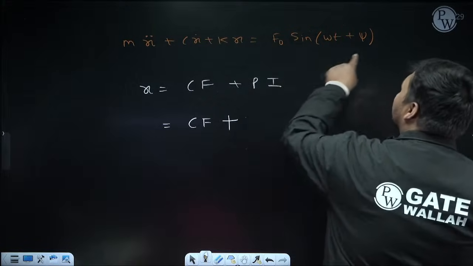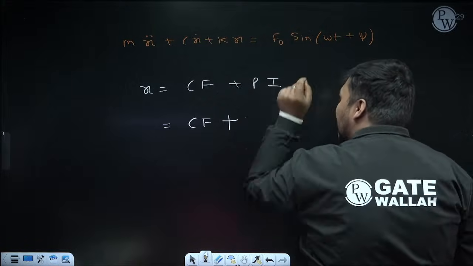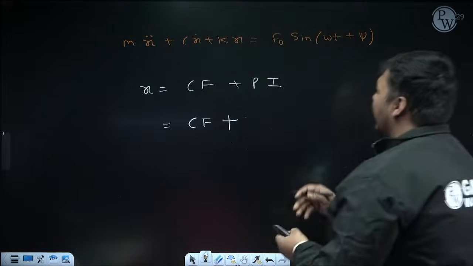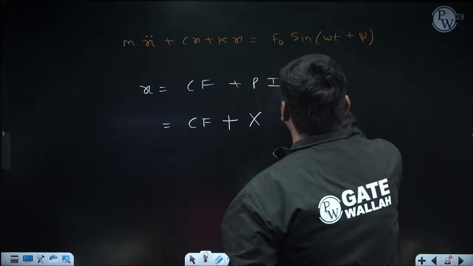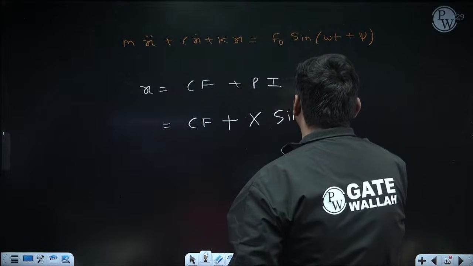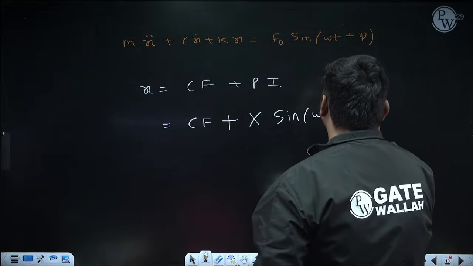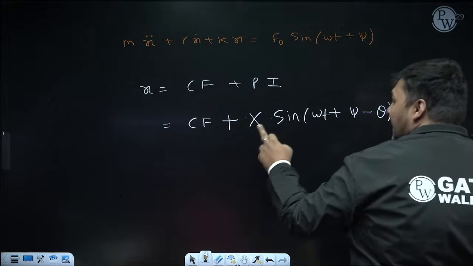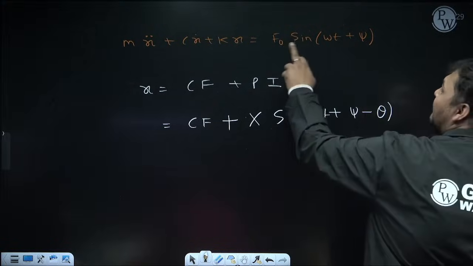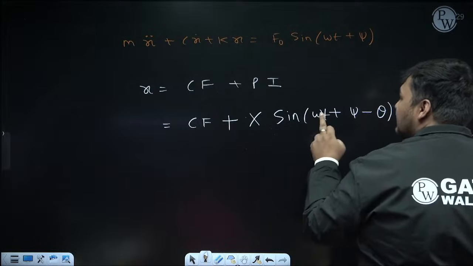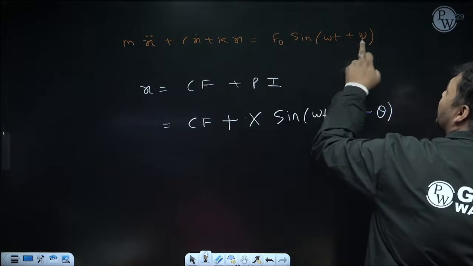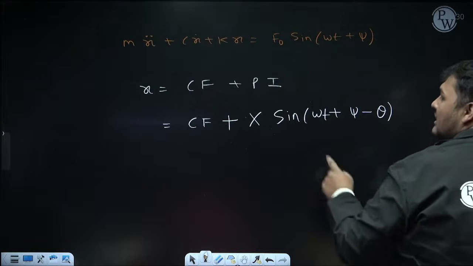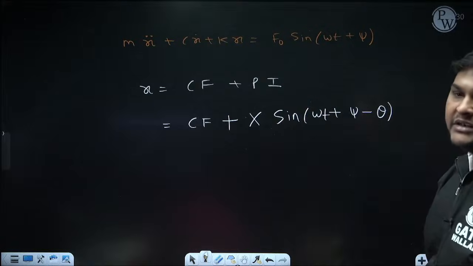Now, if this external force is simple harmonic, remember Pi will also be simple harmonic with the same frequency. Suppose the amplitude of Pi I am denoting as capital X. Here in force sin omega t plus psi is coming, so it will be capital X sin omega t plus psi minus theta. Suppose this force is F naught cos omega t, so it will be capital X cos omega t minus theta. If it is F naught sin omega t, it will be capital X sin omega t minus theta. If it is F naught sin omega t plus pi by 2, it will be capital X sin omega t plus pi by 2 minus theta. So the amplitude of Pi is capital X and theta is the phase difference.